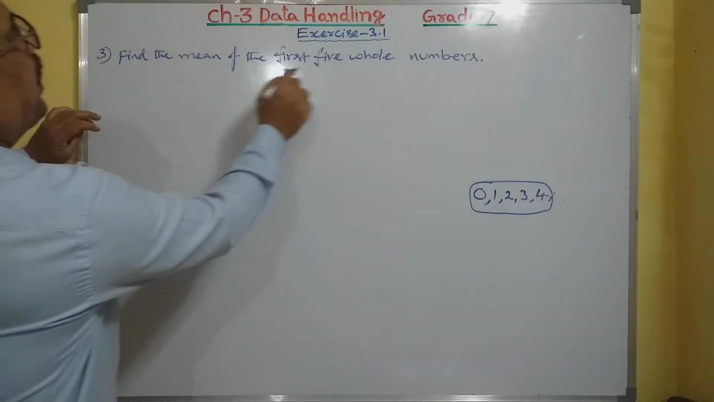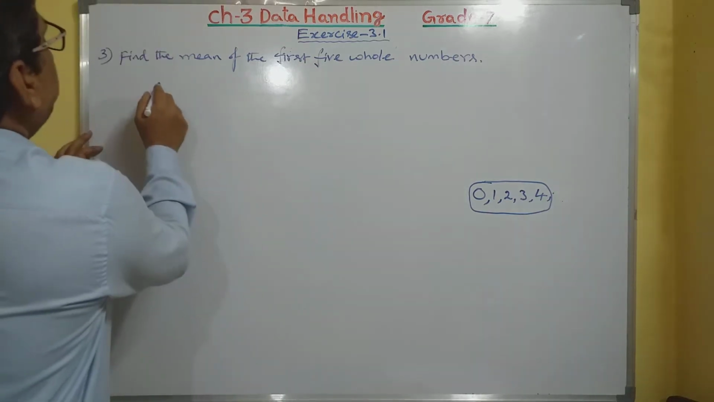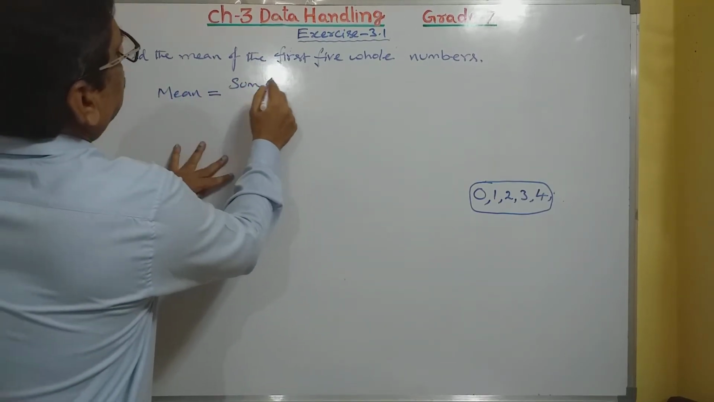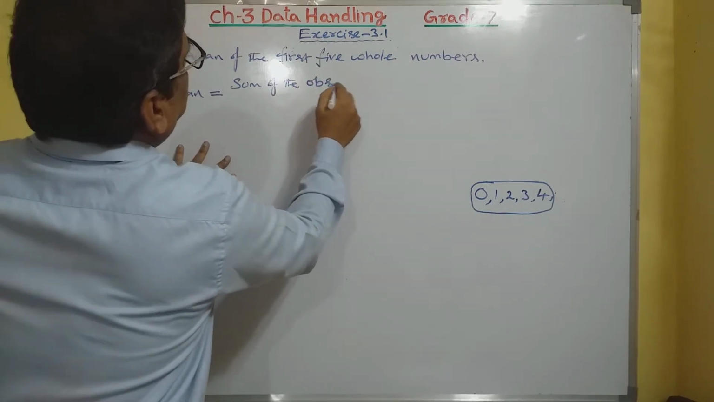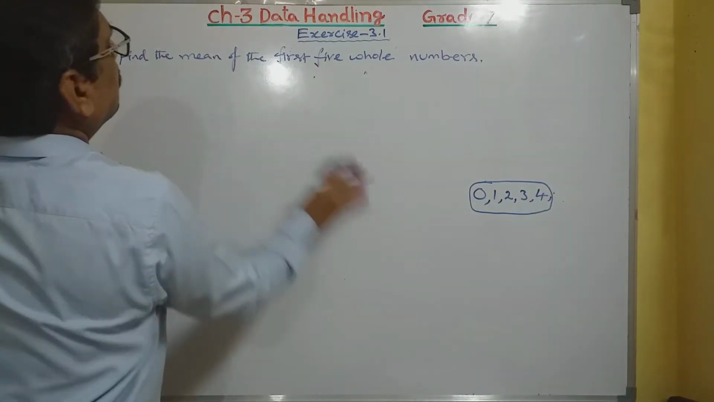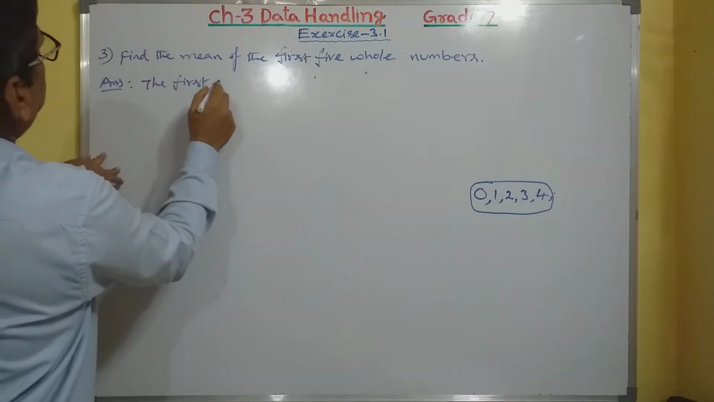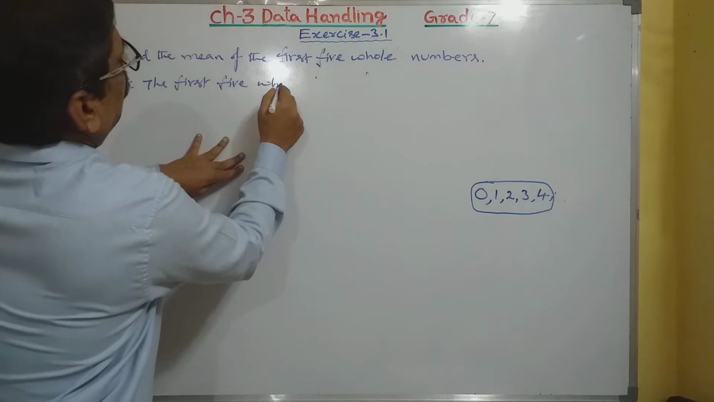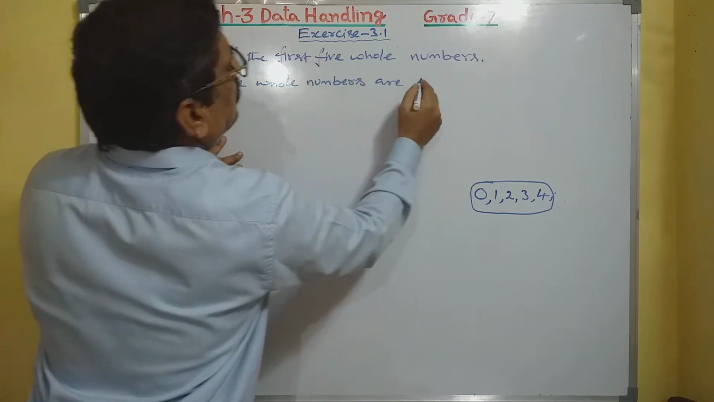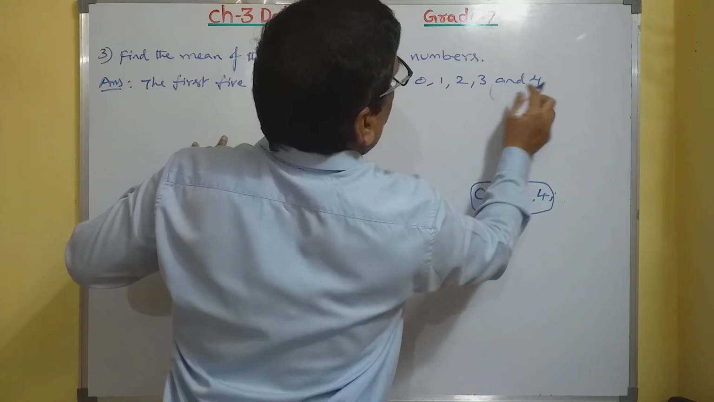So here we need to find the mean of the first five whole numbers. First, let us take the formula for the mean. So we know that mean is equal to the sum of the observations. Let us write the whole numbers first. The first five whole numbers are 0, 1, 2, 3 and 4.